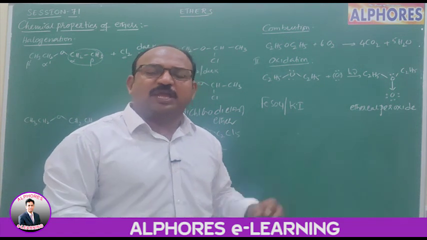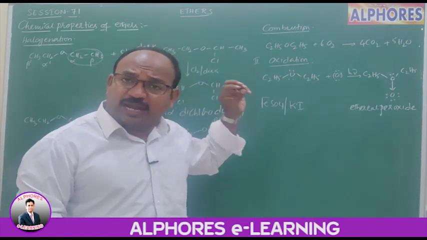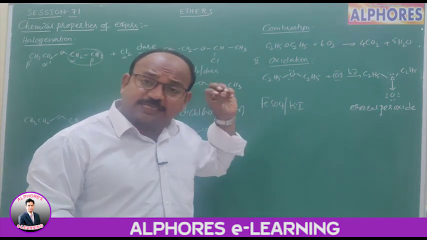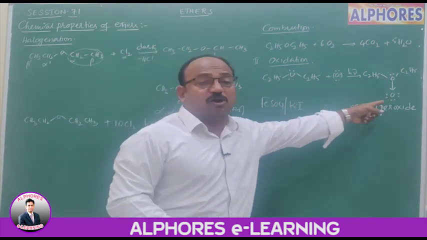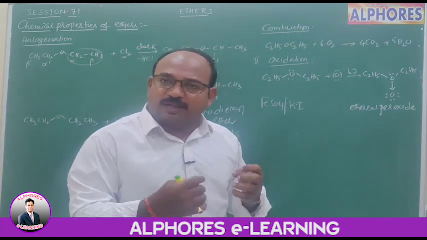Ethyl peroxide into ether. Which one converts? Nothing but ferrous sulfate. Or we can also use KI, potassium iodide. Since I minus is a strong reducing agent, by taking that oxygen it converts into I2.